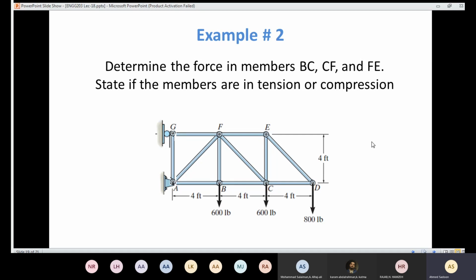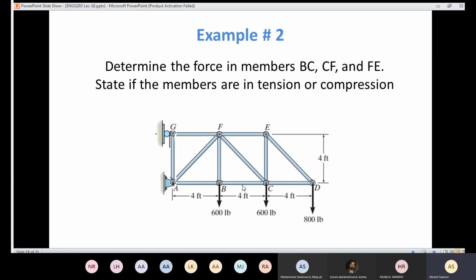We have a different situation here. It's required to determine the force in the members BC, CF, and FE. So we need to know the forces acting on 3 members, this member, this member, and that member. And also we need to state if the members are in tension or in compression. Here he didn't show us which method should be used.